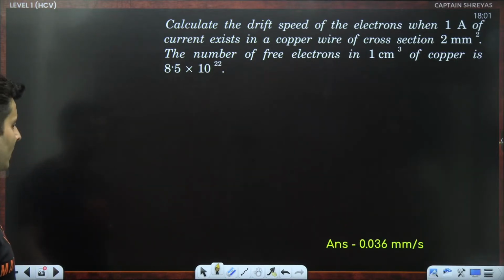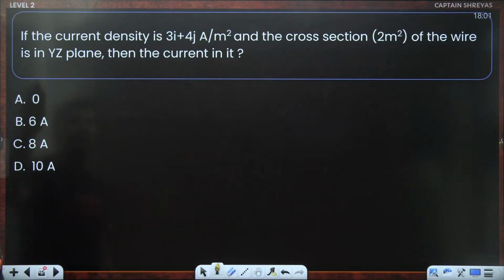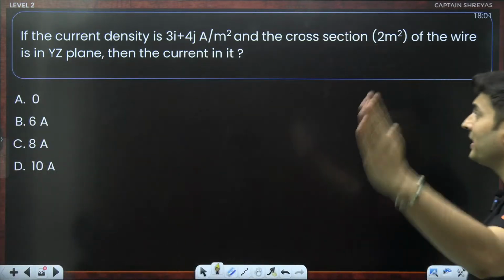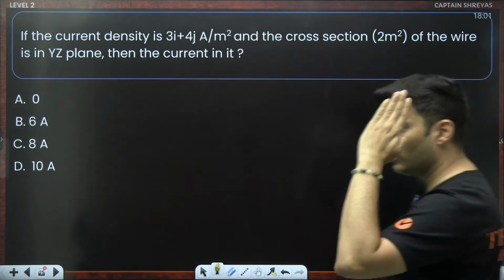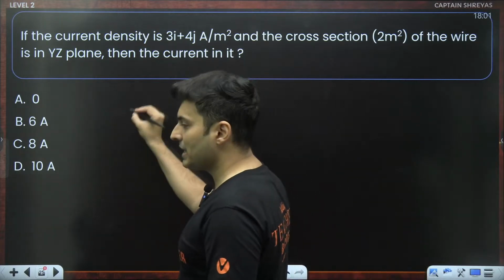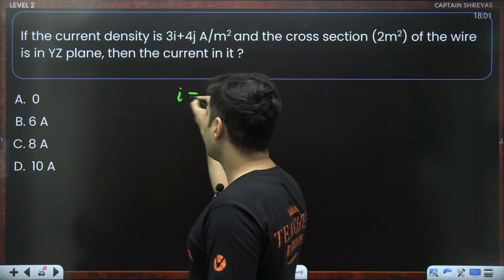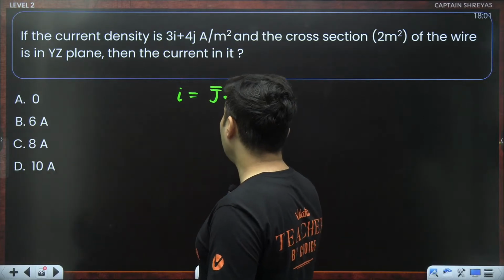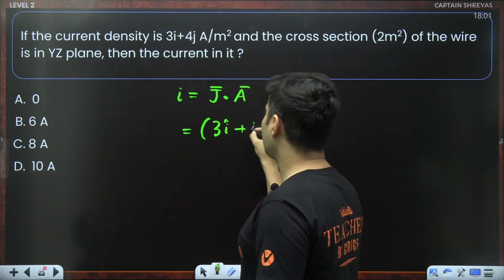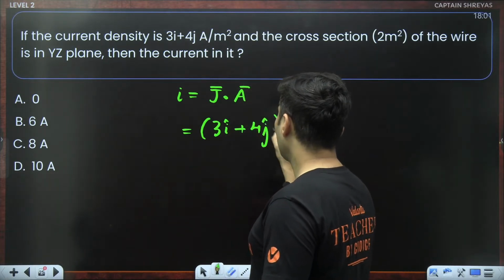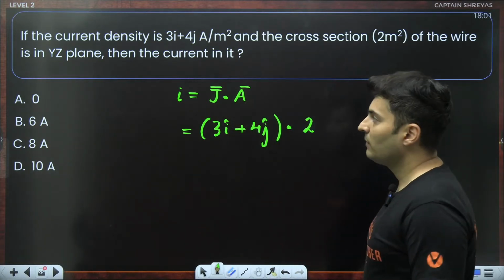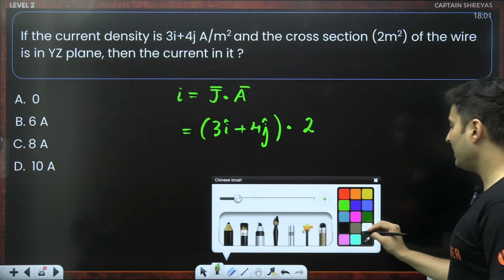Okay, let's go to the next question on your screen. The current density is this much. The cross-sectional area is this much in the YZ plane. Then how much current is actually flowing through it? Oh, wait a minute. I know the formula for current density and area. Current is the current density dot the area vector. The current density is already given. It is 3 i cap plus 4 j cap. But what about the area vector? The area magnitude is 2, but it is in the YZ plane. So let's understand it.